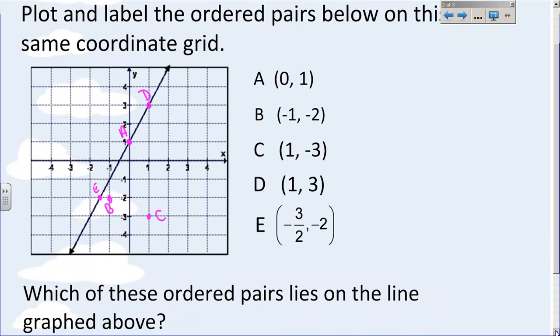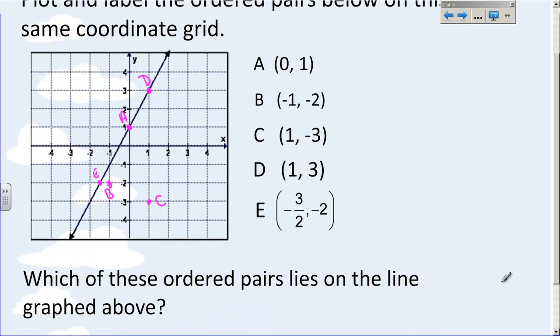What I need you to notice is which of those ordered pairs, which of those points that we just plotted, actually lie on the line graphed above. If you look, there are 3 of the points that we just graphed that actually are on the line. A is on the line, D is up here on the line, and E is on the line. These other 2 points don't fall on the line.